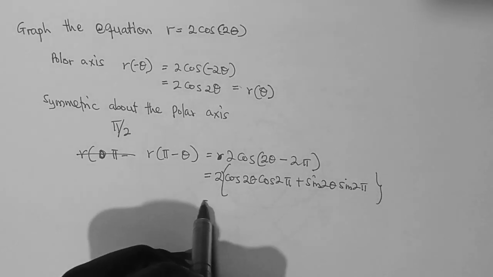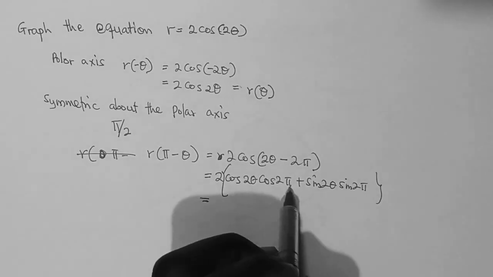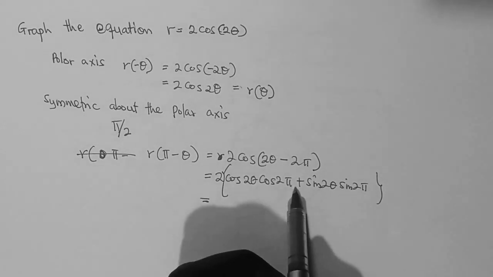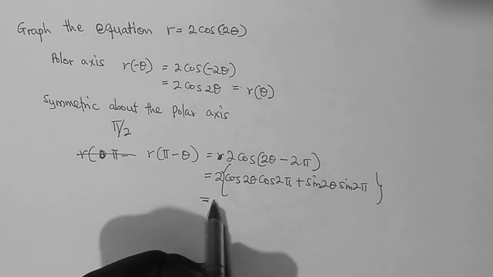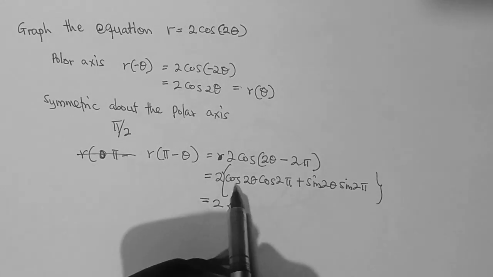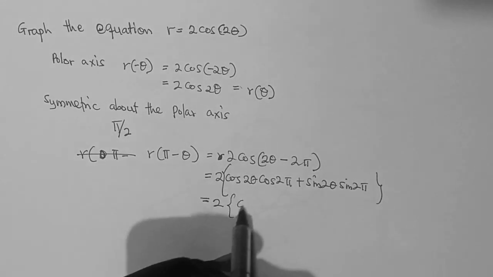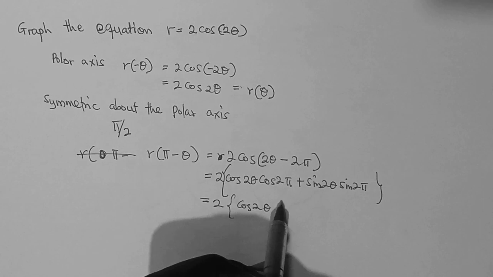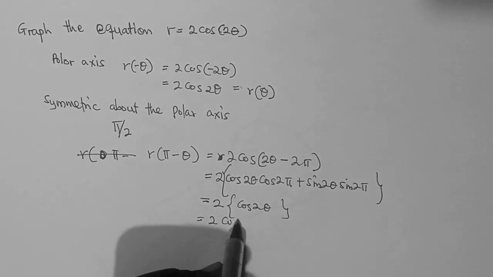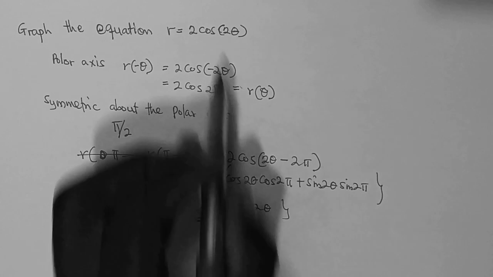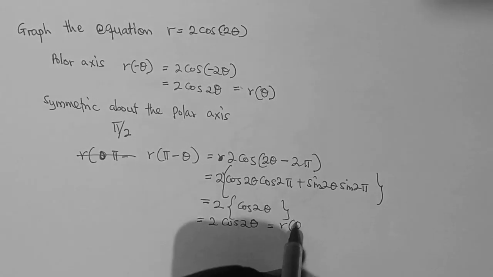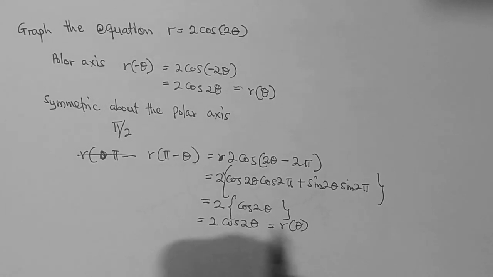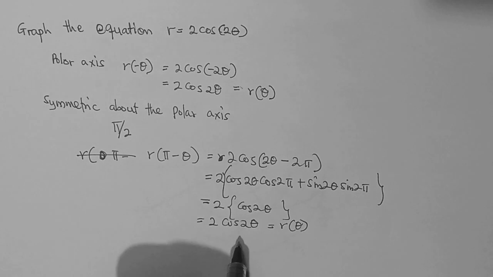Now, what is the result for this? Cos 2 pi is equal to 1. So this becomes 2 into bracket 1 times cos 2 theta, which is the same as cos 2 theta. And then sine 2 pi is equal to 0. So this is equal to 2 cos 2 theta, and it is the same as r of theta. And therefore, this equation is also symmetric about the line pi over 2.